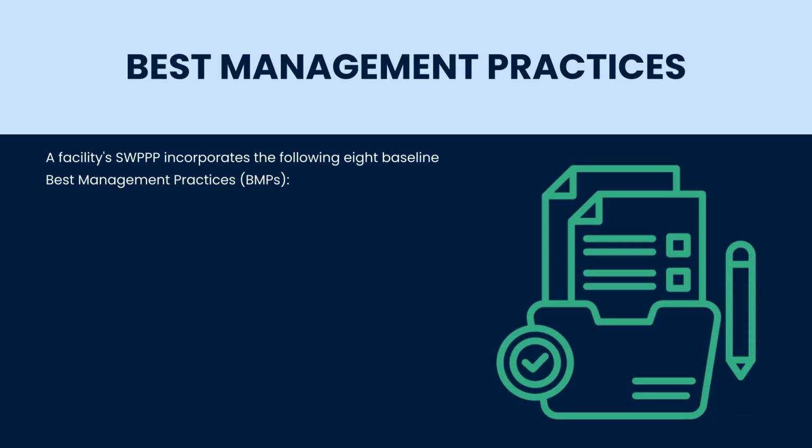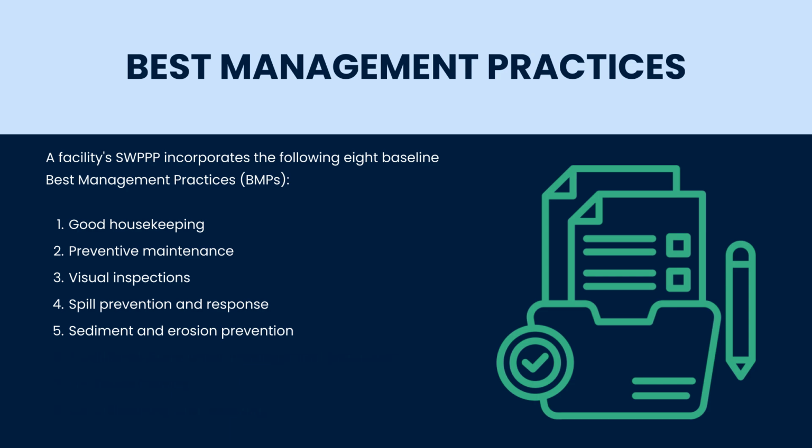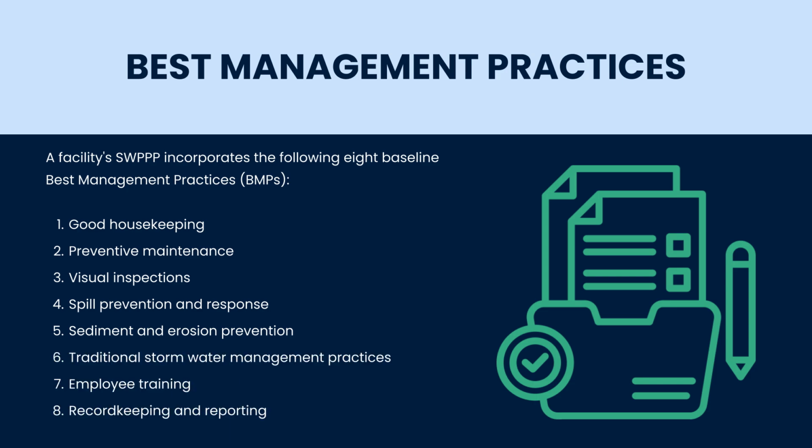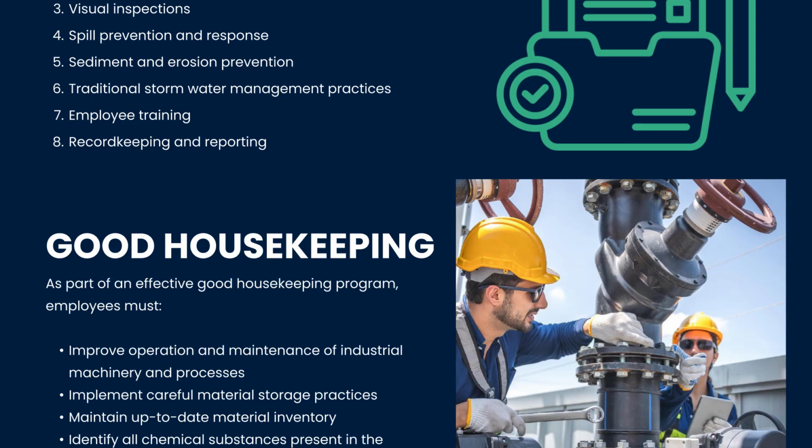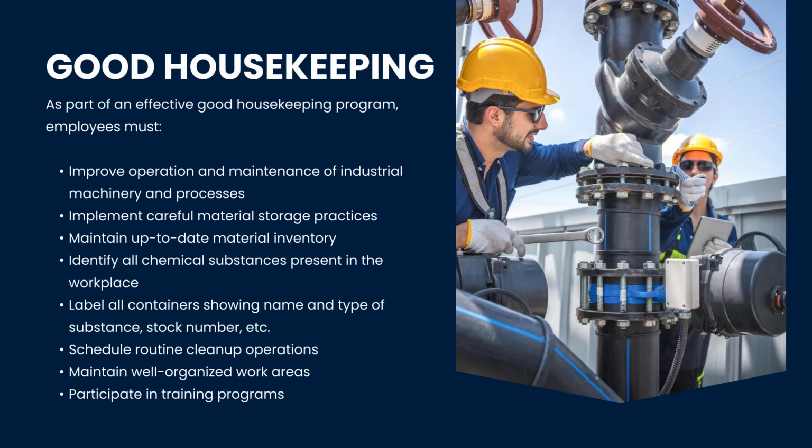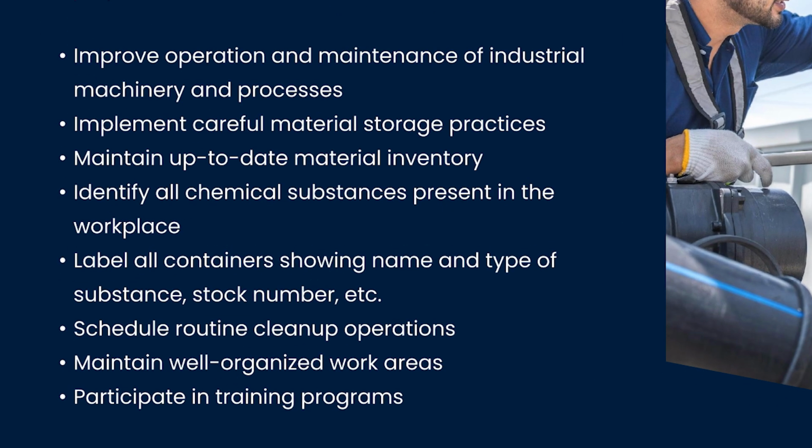The SWPPP includes 8 core best management practices, including housekeeping, maintenance, inspections, spill response, erosion control, and training. These practices form the foundation of your stormwater management program. Good housekeeping is one of the most effective ways to prevent pollution. This includes proper material storage, routine cleanup, equipment maintenance, and clear labeling. Organized work areas reduce the chance of contaminants entering stormwater.